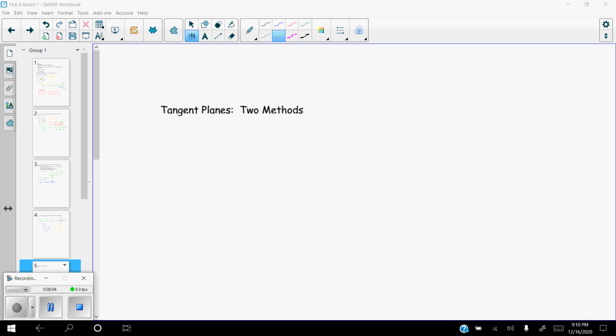All right, so this is 14.6b, video 2. Now we're going to talk a little bit about tangent planes. We already know how to do tangent planes by one method, but I'm going to show you a second method. First I'm just going to show you that it works, and then I'm going to explain why it works.